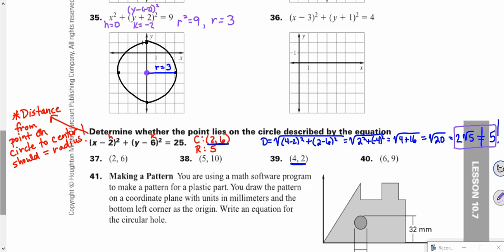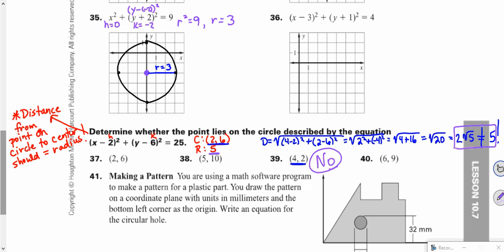Remember, 5 is the radius we're looking for. So this is a big fat no. Okay, that point does not lie on the circle because the distance from that point to the center does not equal the radius.